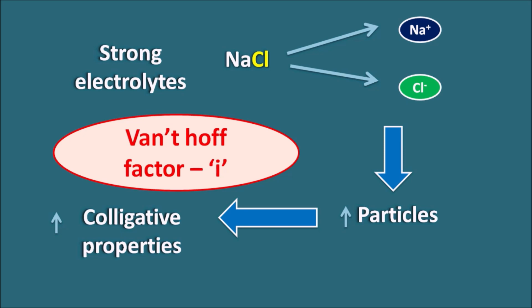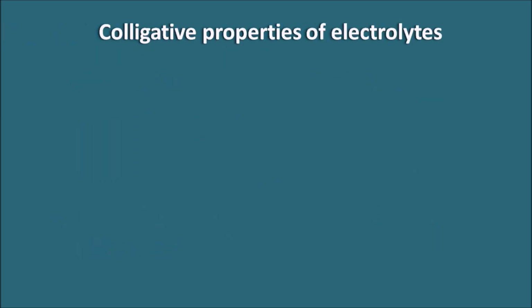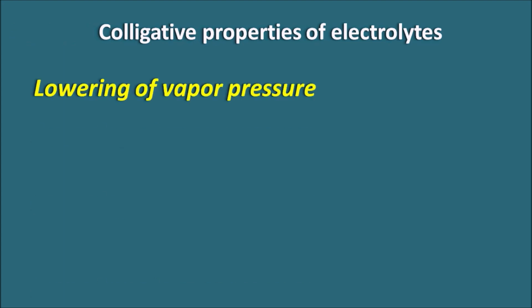So the Van 't Hoff factor simply indicates the number of times the colligative properties are raised because of the dissociation of the electrolytes. So all the colligative properties of non-electrolytes should be multiplied by the Van 't Hoff factor. Now the colligative properties of electrolytes can be written with the introduction of the Van 't Hoff factor. The lowering of vapor pressure can be represented as ΔP = i × P1° × X2. So here we have introduced the Van 't Hoff factor i.